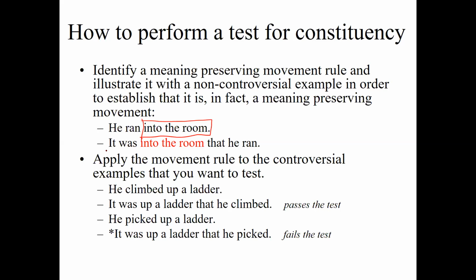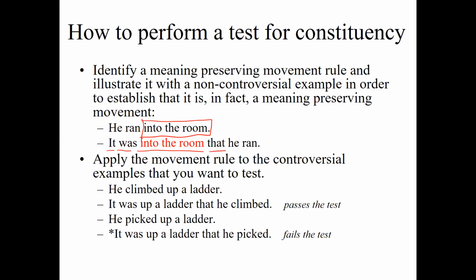And then I'm going to add the word "it" and the word "was," and then the piece that I chopped off, and then the word "that," and then the rest, "he ran," the remainder of the sentence. And I get, "It was into the room that he ran." So now I've verified that "into the room" is a constituent, and I can move it in a cleft construction. I've now validated my test on something that I'm sure is a constituent.